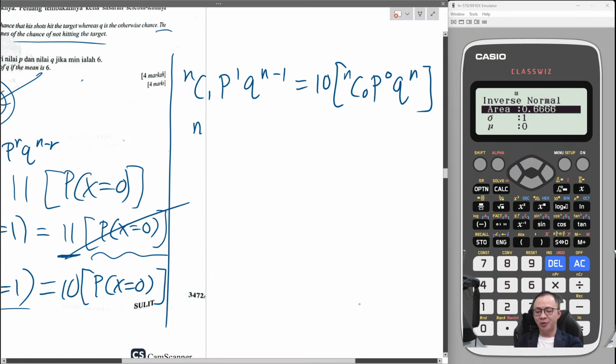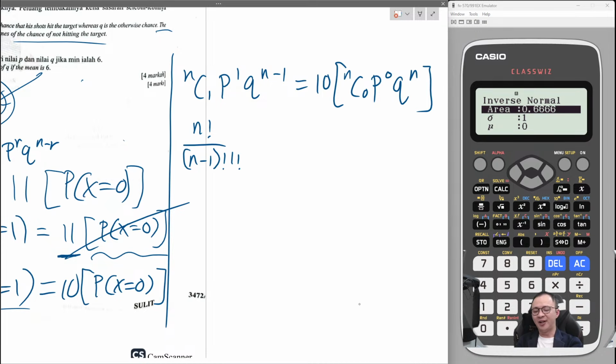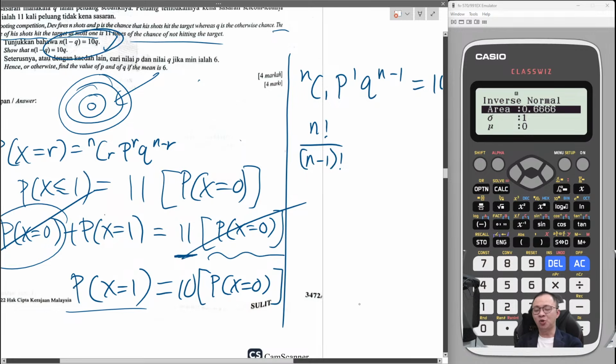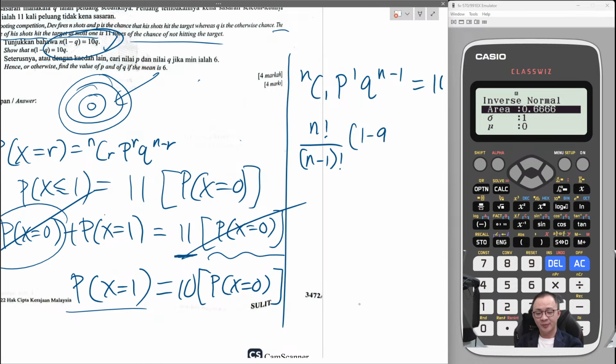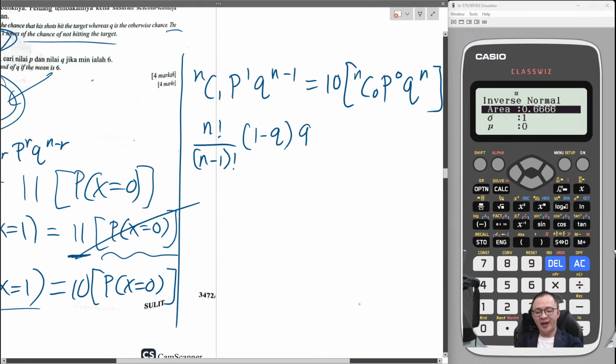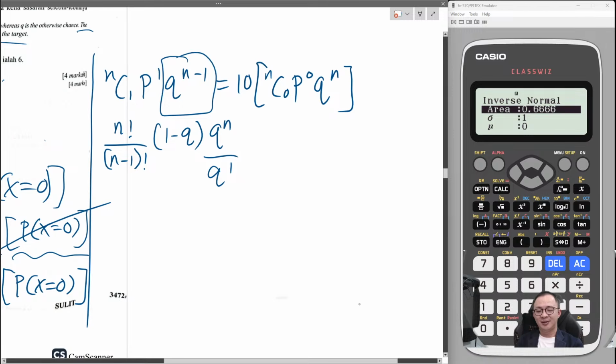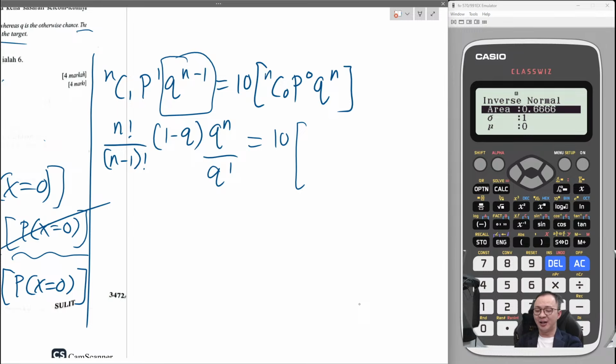nC1 is n, but if you do not know, you apply the nCr formula. 1 factorial is 1, so I don't need to write 1 factorial. Because whatever they want us to show doesn't have p in it, p I will change to 1 minus q. And q^(n-1) is q^n divided by q^1. Nothing very fancy here. nC0 you should know is 1. If you don't know, you need to go and learn about nCr. Or you can apply the formula, but I don't want to.